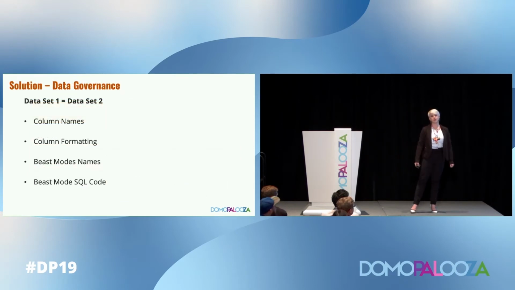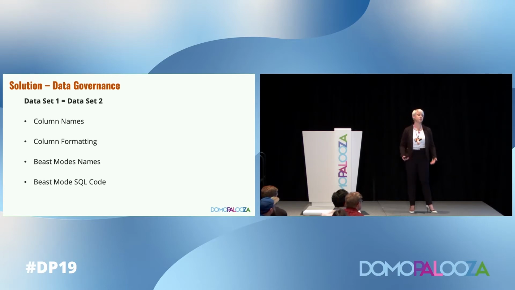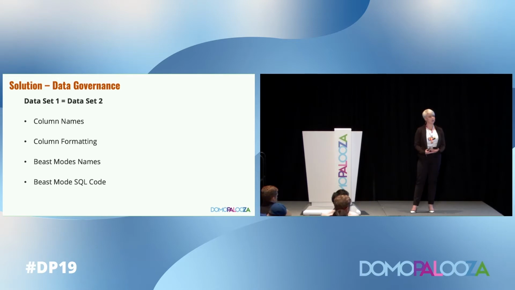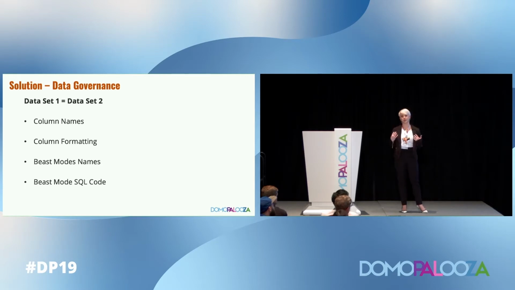So what do we do about this? Really the only thing you can do is make sure that your column names, your column formatting, your beast mode names, and your beast mode SQL code are the same between the two data sets before you switch it over. And if you're like me and you have a ton of beast modes and a ton of data sets, this is really a tall order, just to make sure that everything is aligned.